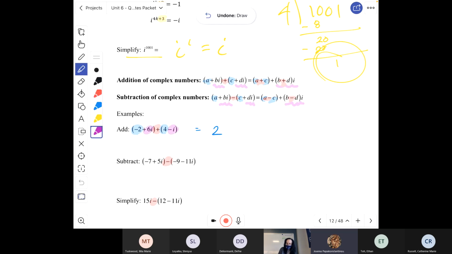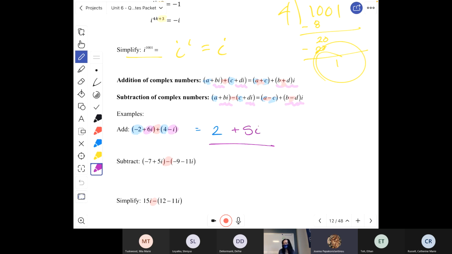And I'm going to add my imaginary parts together, and what am I going to get? Plus 5i. And again, we want to write our answers in standard form. So I need a connecting operation here. Is it a positive 5i? Is it a minus 5i? You must write your answers in standard form. You will lose points. I'm telling you right now, you will lose points if you do not write your answer in standard form.